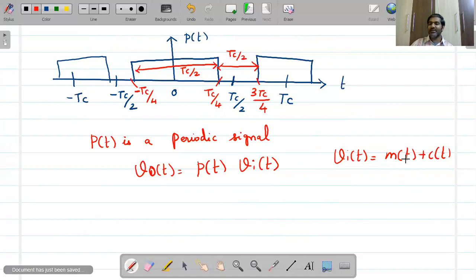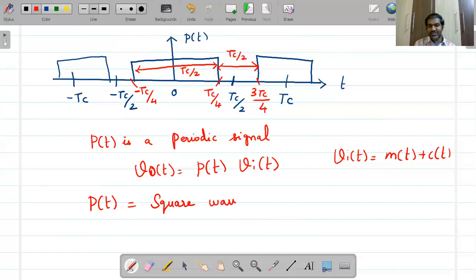See, this is a square wave. We have learned this and derived it in signals and systems. So I'm not going to derive the Fourier series expansion of the square wave. Instead, I'm writing the final expression, assuming that you know how to derive it. So P of t is given as the square wave representation of Fourier series.